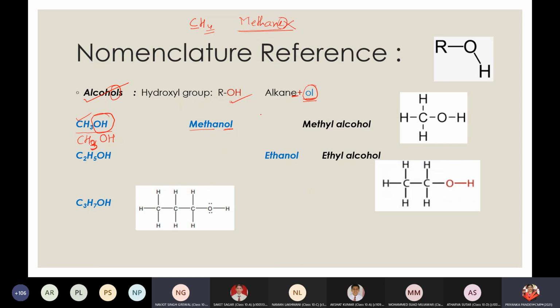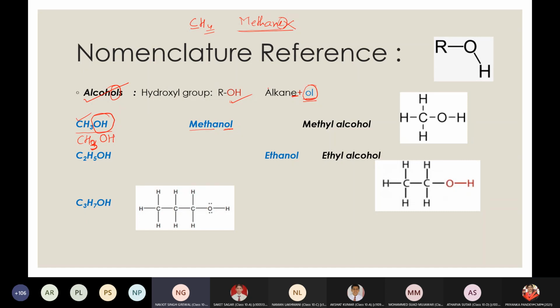In place of methane, E will be removed, and in place of E, OL will be added to show it is not a normal methane. Definitely carbon to carbon, there is a single bond present. So it could have been methane, but because of replacement of one hydrogen with the OH radical, it becomes alcohol. So the name will end with OL. Now, what will be the naming? Methanol.